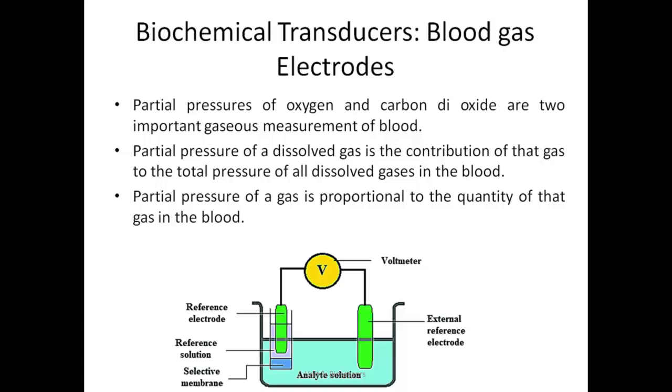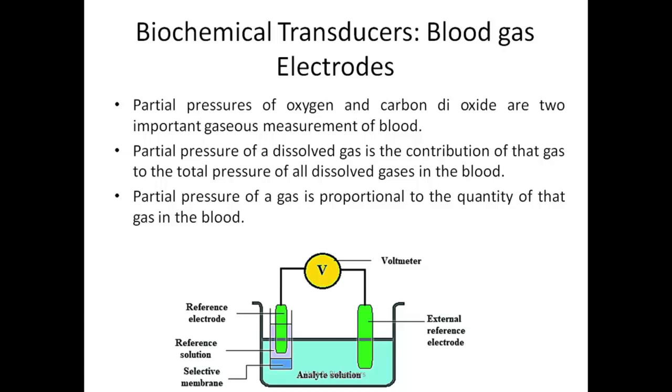The partial pressure of a dissolved gas is actually the contribution of that gas to the total pressure of all dissolved gases in the blood. The partial pressure of the gas is actually proportional to the quantity of that gas in the blood, right? The effectiveness of both respiratory and cardiovascular systems is reflected in these important parameters.